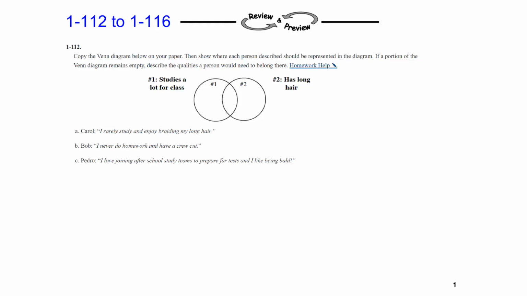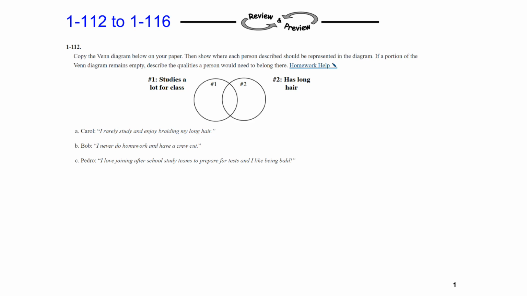Chapter 1, homework questions 112 to 116. Question 112. Copy the Venn diagram below on your paper, then show where each person described should be represented in the diagram. If a portion of the Venn diagram remains empty, describe the qualities a person would need to belong there. So number 1 studies a lot for class.